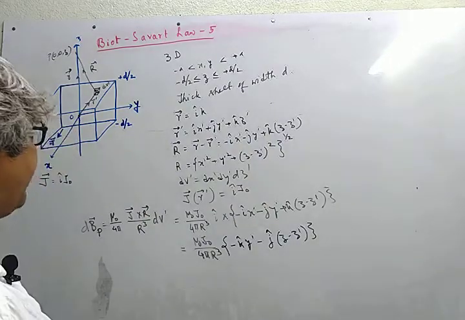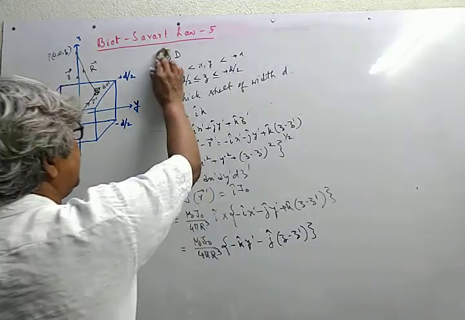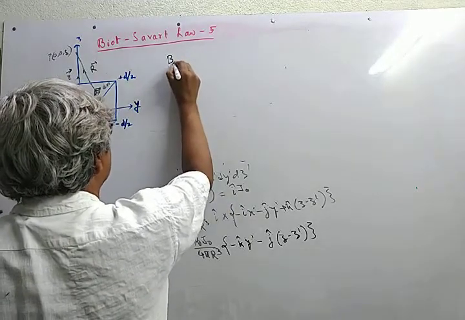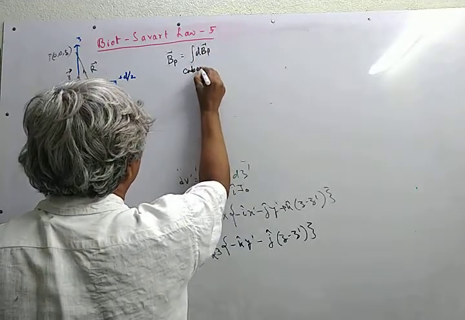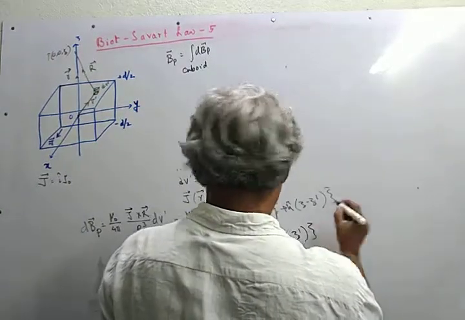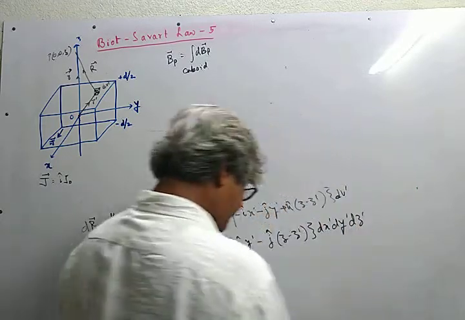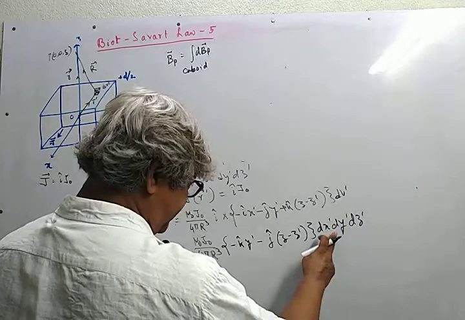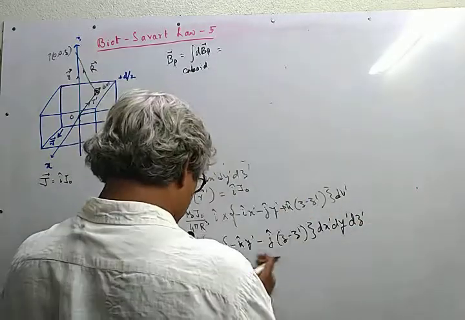This is the field. The total field at P is obtained by integrating it over the cuboid. Remember that R is not a constant. Oh sorry, I have missed dv prime altogether, so this is dx prime, dy prime, dz prime. So the field is obtained by integrating over dx prime between plus and minus infinity, dy prime between plus and minus infinity, and dz prime between plus and minus d by 2. So we take the constant parts out.